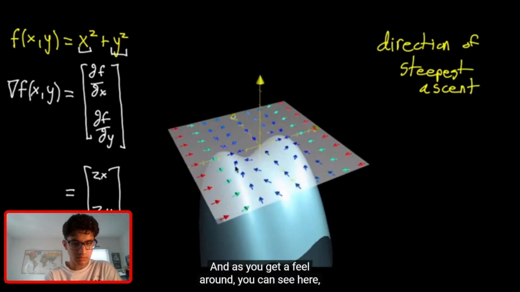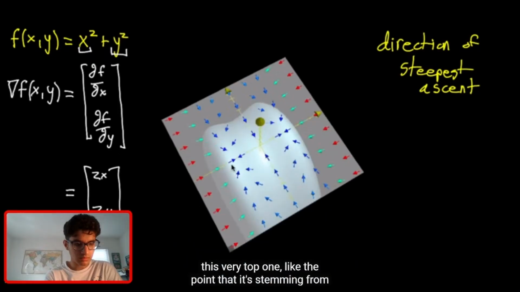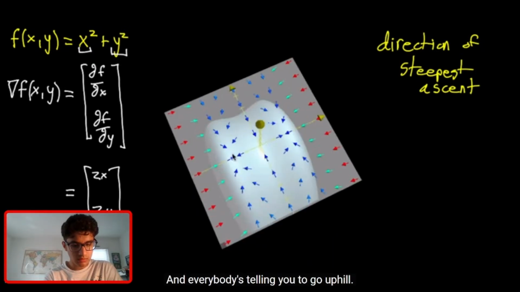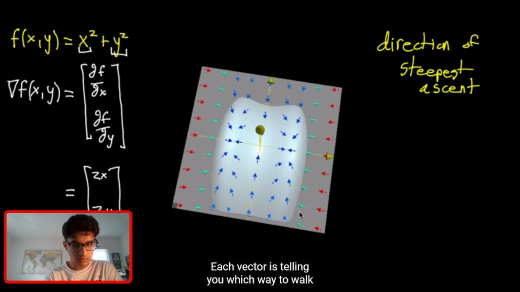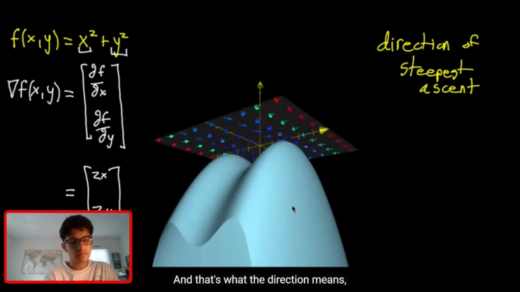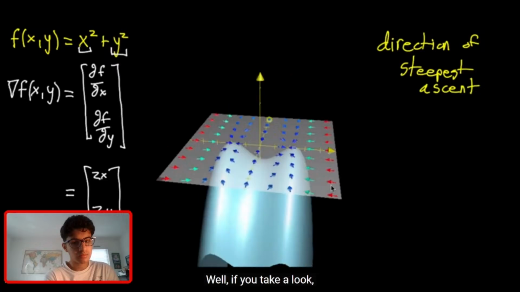And as you get a feel around, you can see here this very top one, like the point that it's stemming from, corresponds with something just a little bit shy of the peak there. And everybody's telling you to go uphill. Each vector is telling you which way to walk to increase the altitude on the graph the fastest. It's the direction of steepest ascent. And that's what the direction means, but what does the length mean? Well, if you take a look at these red vectors here.